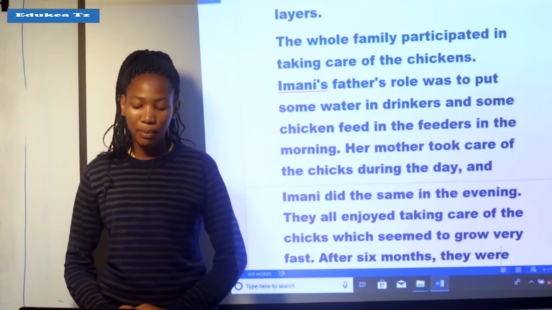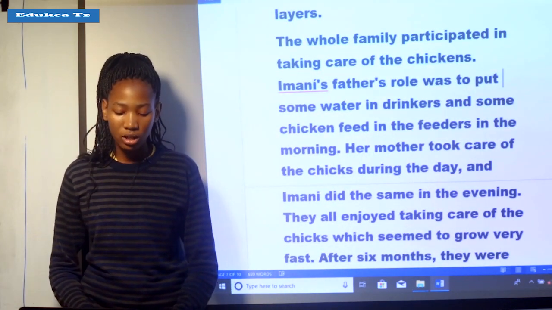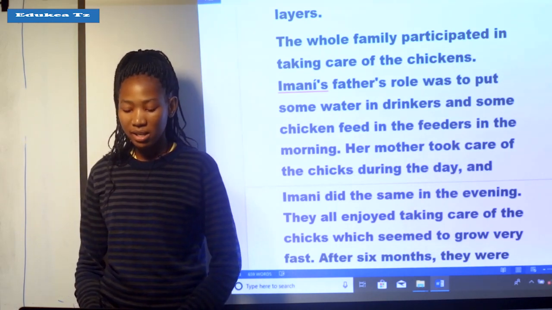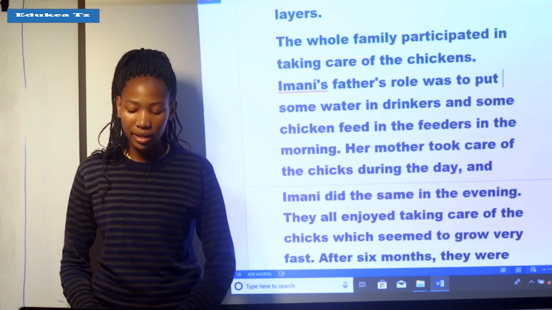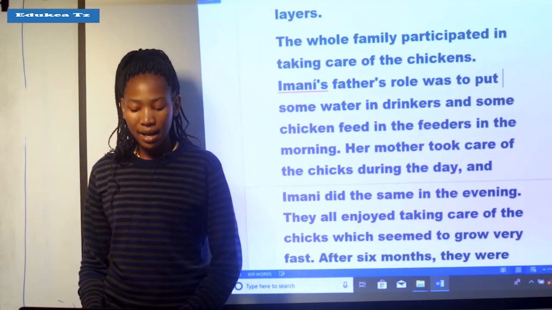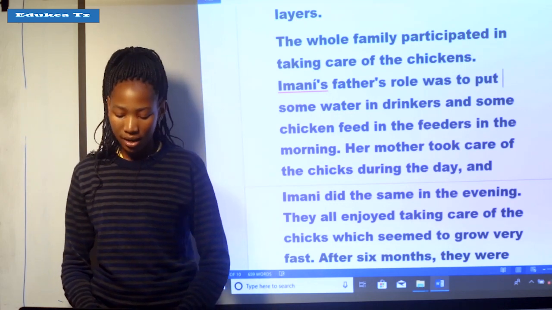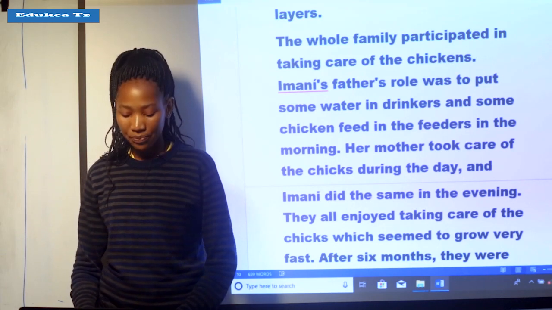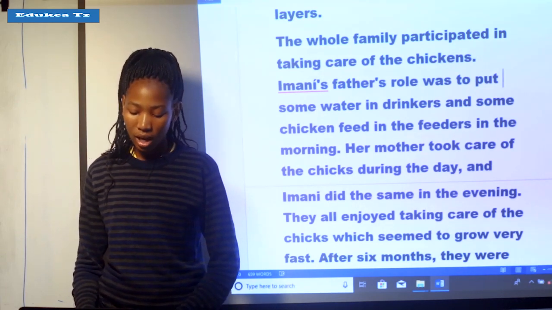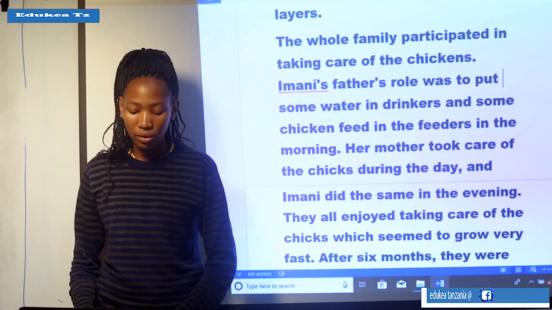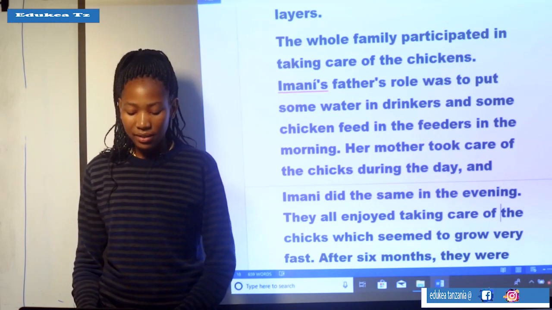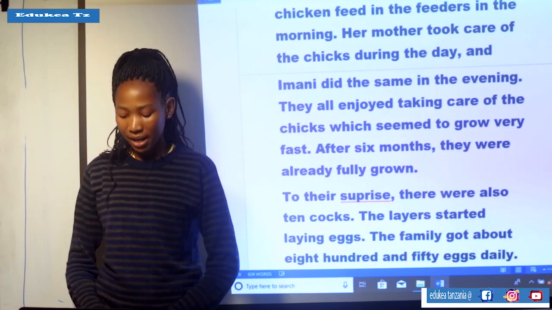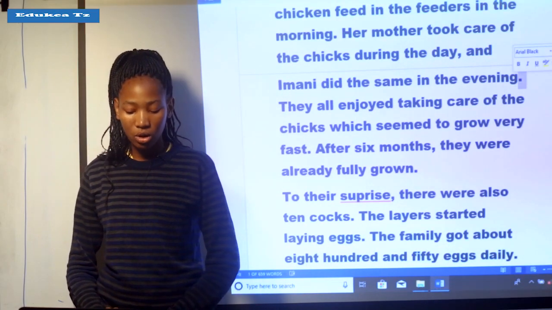The whole family participated in taking care of the chickens. Imani's father's rule was to put some water in the drinkers and some chicken feed in the feeders in the morning. Her mother took care of the chicks during the day, and Imani did the same in the evening. They all enjoyed taking care of the chickens, which seemed to grow very fast. After 6 months, they were already full grown. To their surprise, there were also 10 cocks.